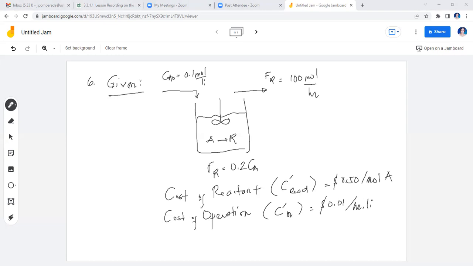It says here 100 gram-mol of R are to be produced hourly from a feed consisting of a saturated solution of A in a mixing... Ay, epsilon, sorry, miss. Correct. That's very good. It's the epsilon. So in this case, your epsilon is what?